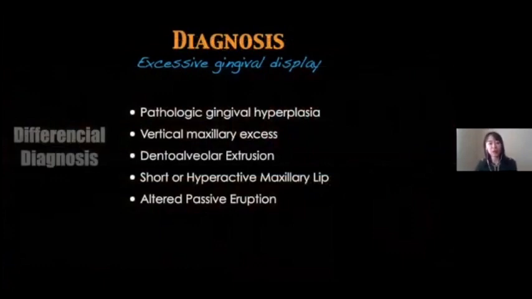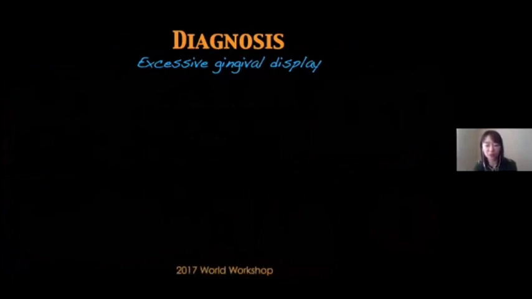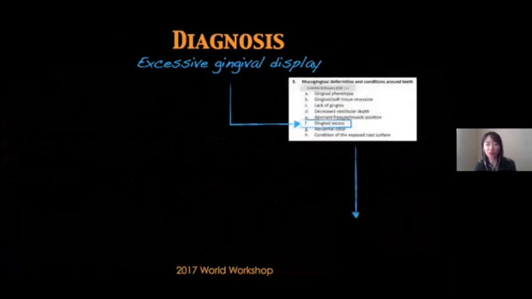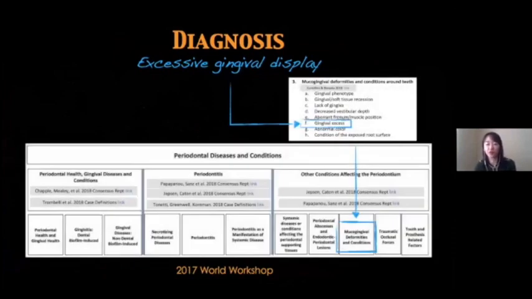And as I mentioned, there are several differential diagnoses for the altered passive eruption and the excessive gingival display. And actually, according to the 2007 World Workshop, the excessive gingival display is only a very small part of the periodontal diagnosis. As you can see, this is how complicated our perio diagnoses are right now. You have so many diagnoses, and each square has almost 10 or 20 different diagnoses. So yes, it is a very complicated one.